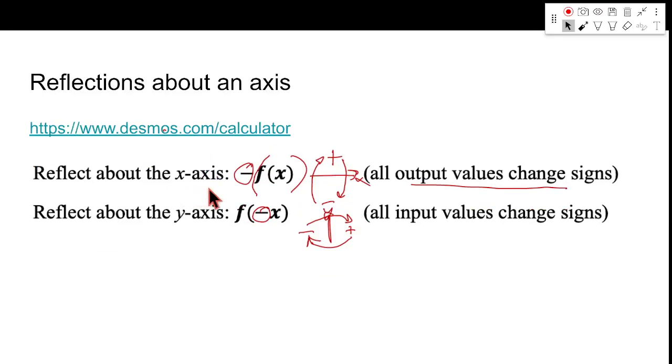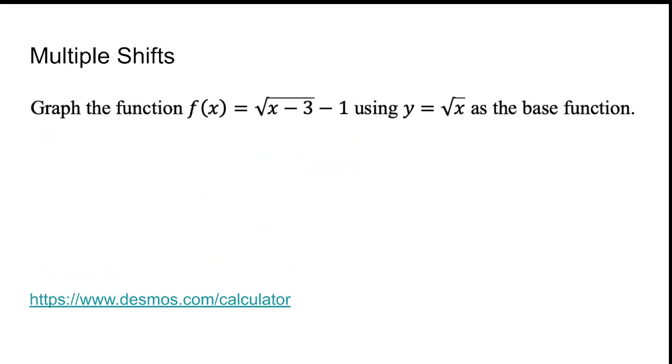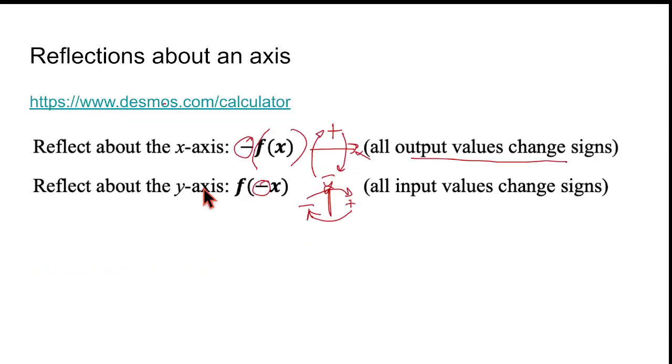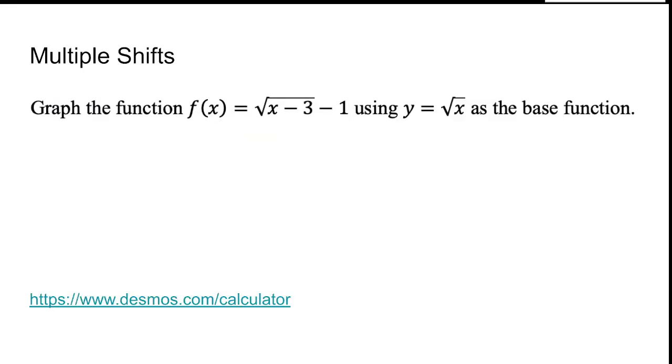So when we reflect about the x-axis, it's a negative on the outside affecting the y. Reflecting about the y-axis is a negative on the inside affecting the x's. Okay, so that's one of the things with the graphing. The y-axis is where x equals 0, and the x-axis is where y equals 0, and that's what makes all of that happen. Okay. Let's now talk about multiple shifts.